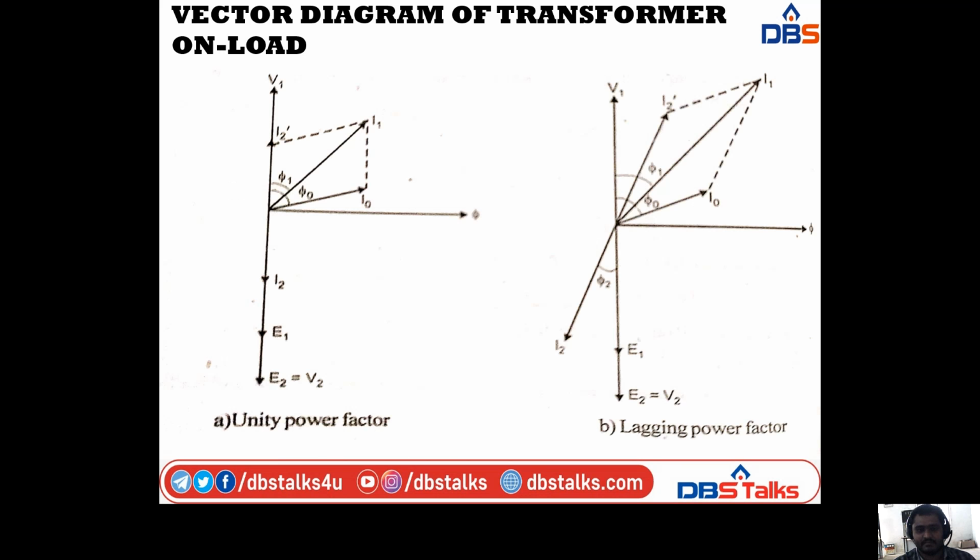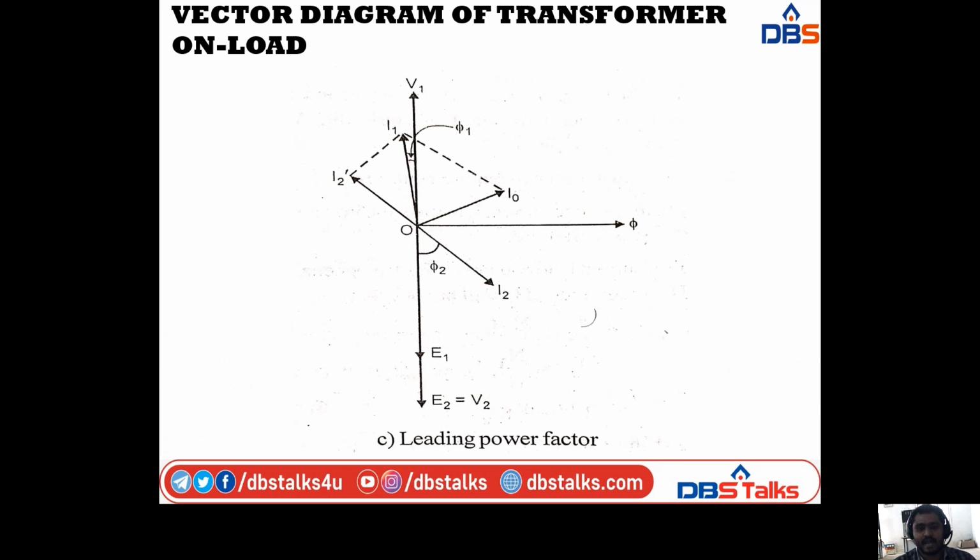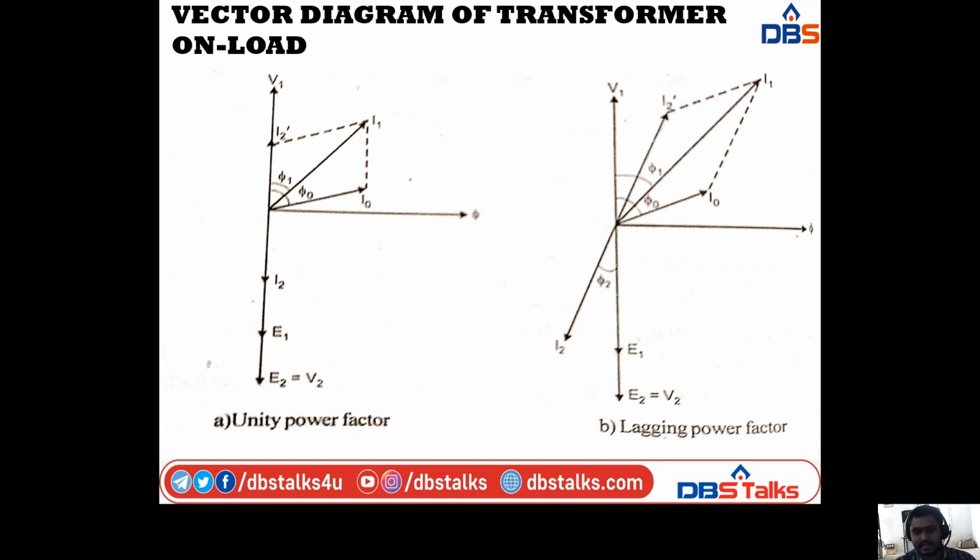So in every diagram, for unity power factor, lagging power factor, and leading power factor, I am taking the flux phi line as the reference phasor, the reference vector. So this is for the vector diagram. In all three diagrams, I am taking phi as the reference vector.